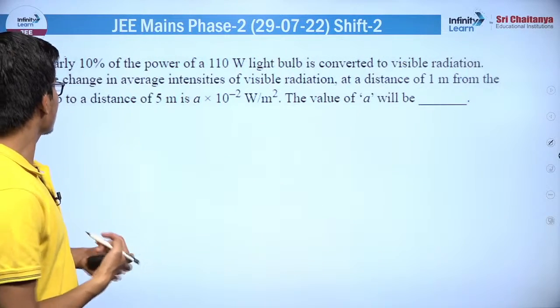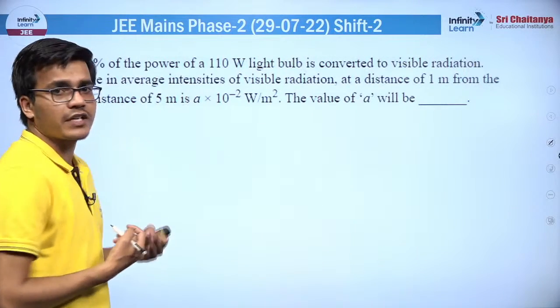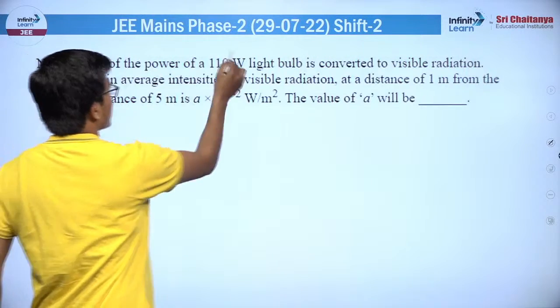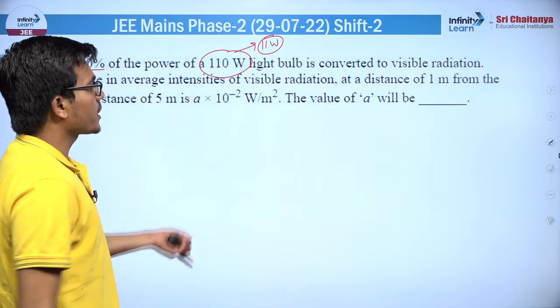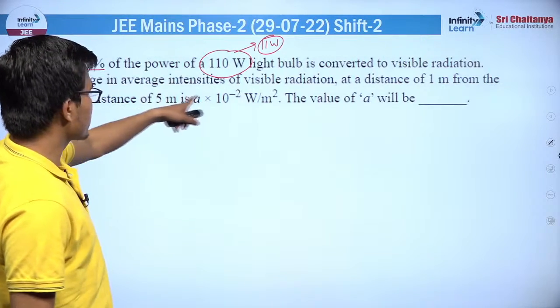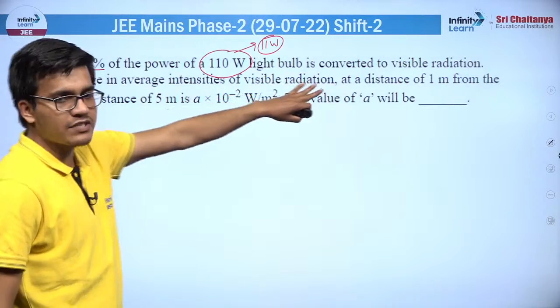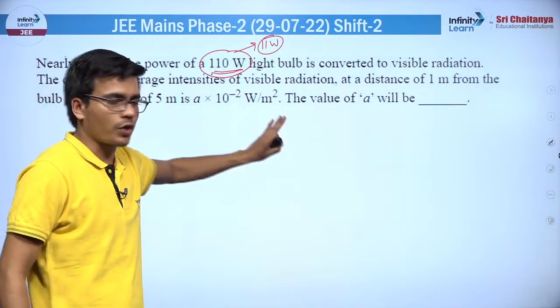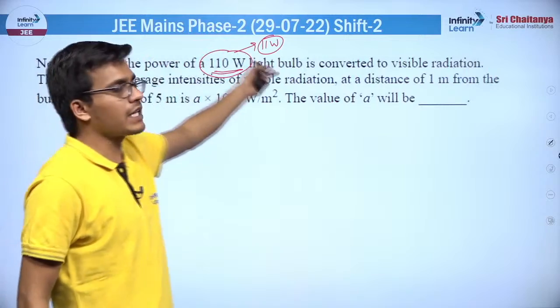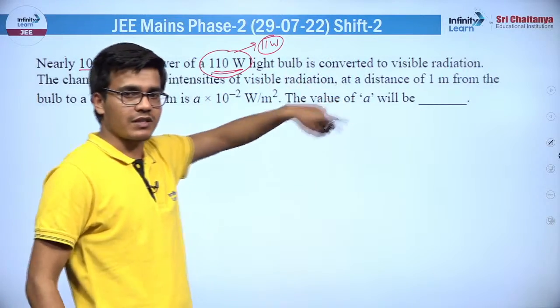Moving to the next question. Again a very simple direct formula based question. 10% of this power, 110 watt, is converted to visible radiation, to find the change in average intensity. The visible radiation is there, like you are having a bulb of 110 watt. And the 10% of it is 11 watt, that is used in the visible light.